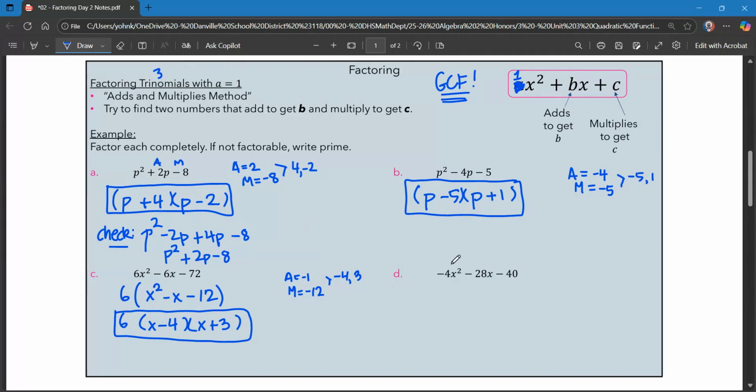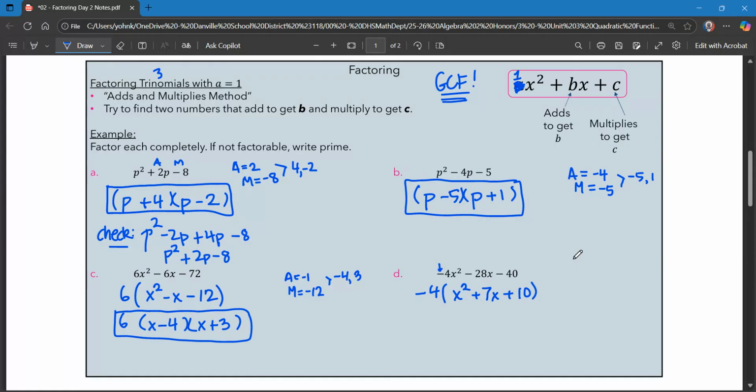All right, take a look at letter D, -4x squared minus 28x minus 40. First of all, notice that the first thing is a negative, so my greatest common factor has got to include a negative. And also notice that each of the numbers are divisible by 4. So I'm going to factor a -4 out. That's going to leave me with x squared plus 7x plus 10.